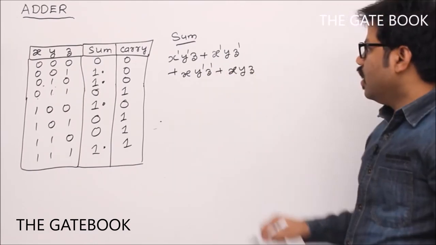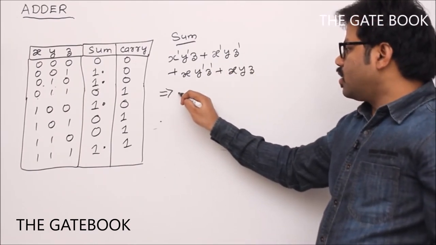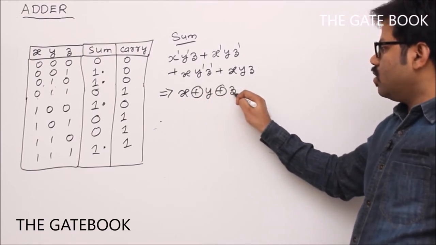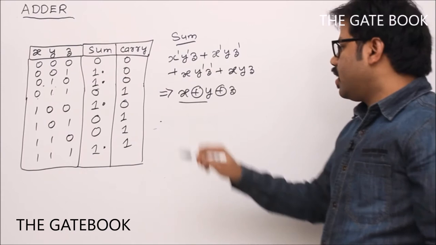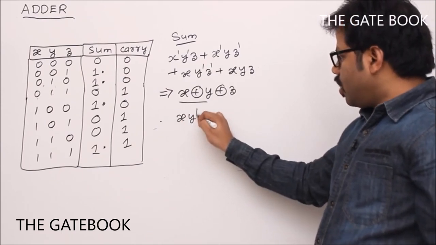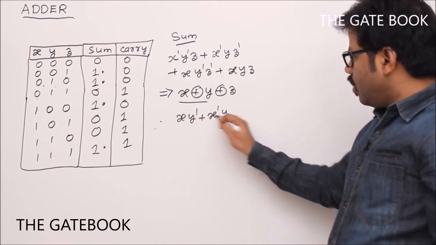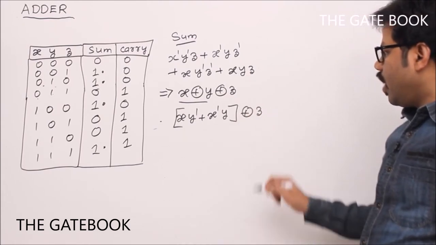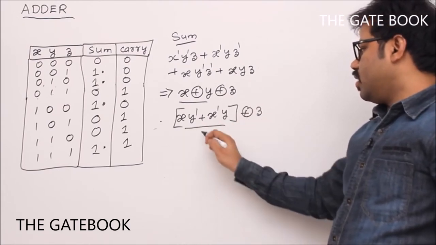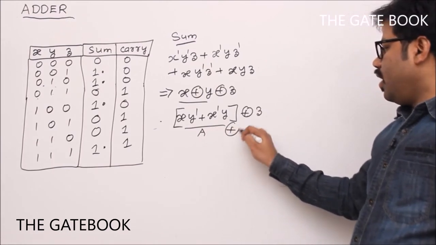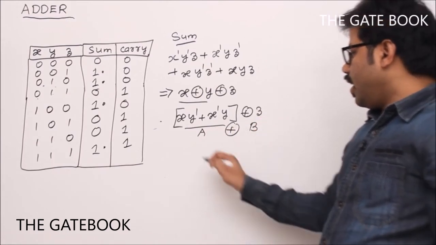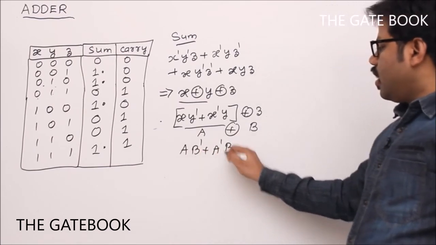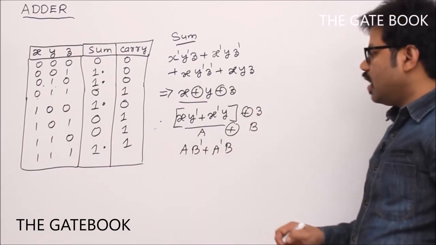Okay. Remember it. So this is also known as x XOR y XOR z. If you have doubt, just apply this XOR operation. X XOR Y is x y bar plus x bar y. Then with Z we have to apply XOR operation again. When you have A and B, what is A XOR B? A XOR B is nothing but A B bar plus A bar B. Let us apply this formula. A B bar plus A bar B.